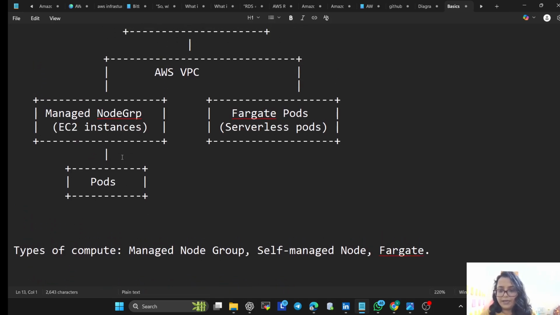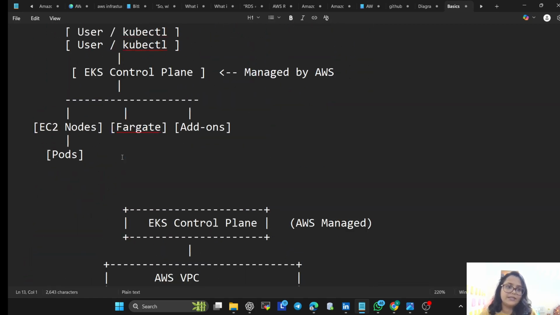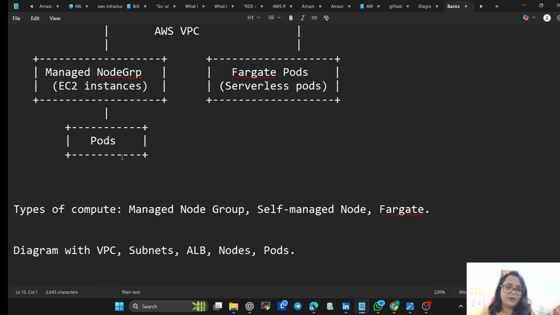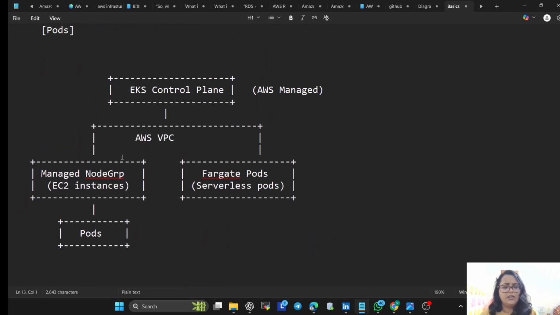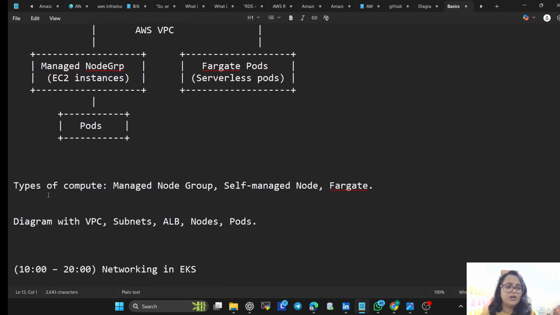So that you people understand. Now types of compute, which I show you with the diagram. If you want to take a screenshot, you can take it. Now types of compute: managed node group, self-managed node, and Fargate. Three types of compute will be there.